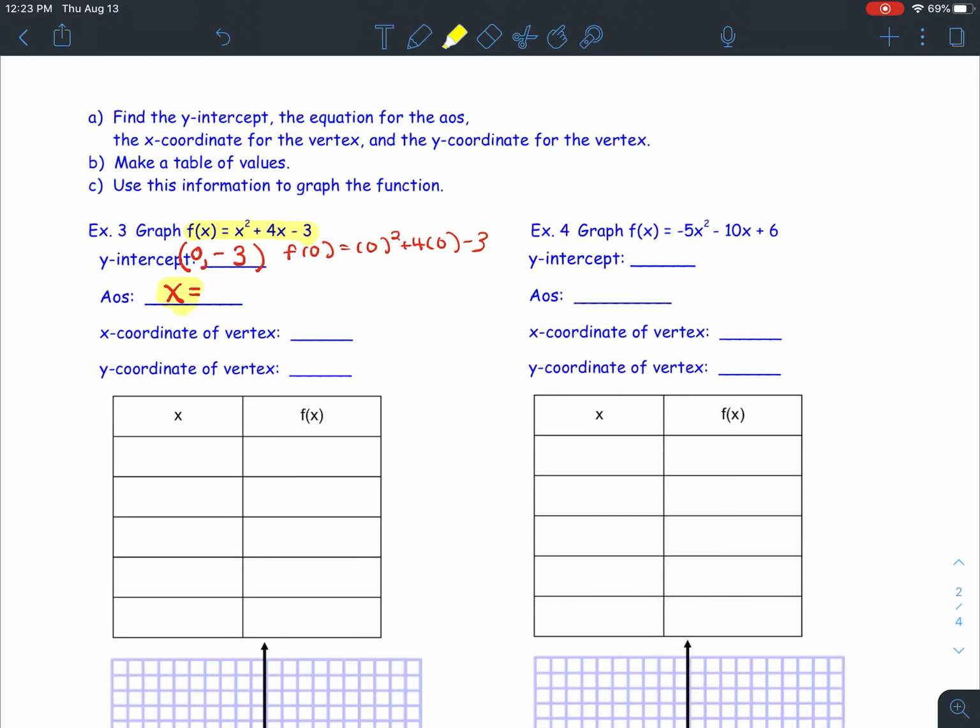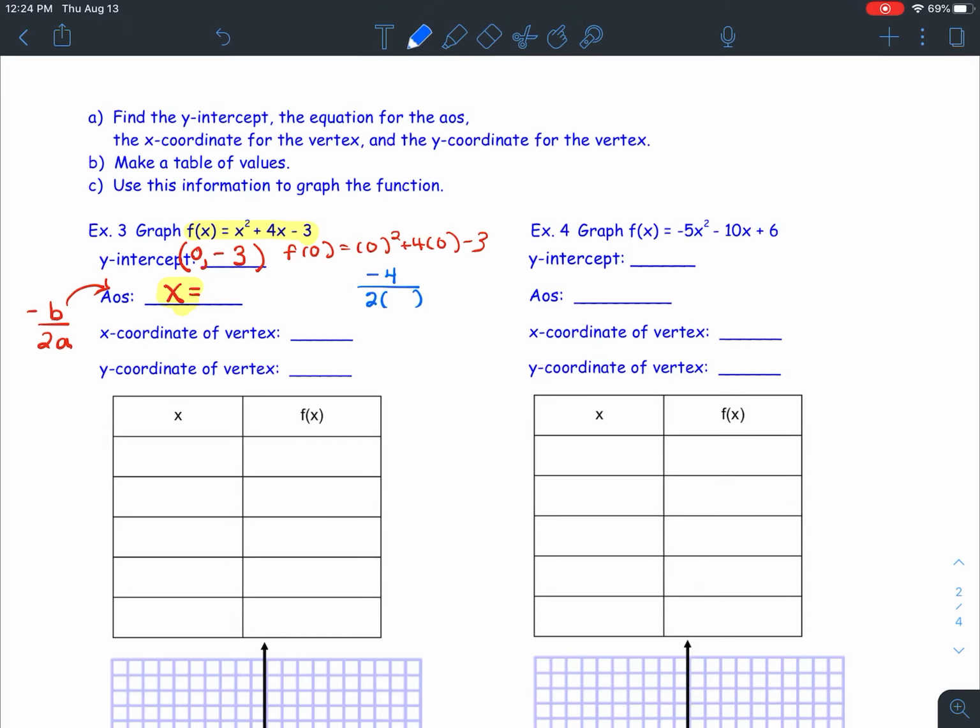The other thing we're asked to do, AOS, I'm abbreviating AOS for axis of symmetry. When you write the axis of symmetry, you always need to make sure that you include an x equals in front, because axes of symmetry are equations of vertical lines. If you recall, the formula for the axis of symmetry is -b over 2a.